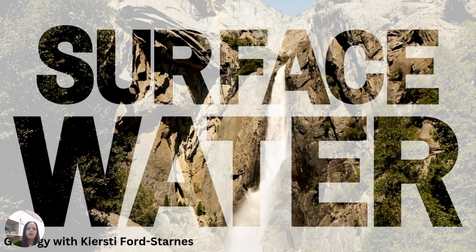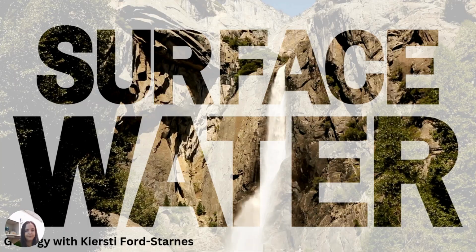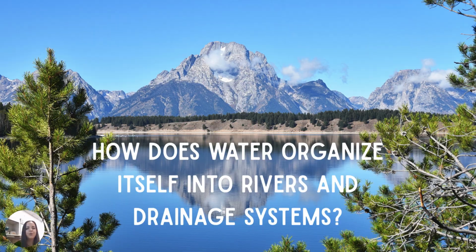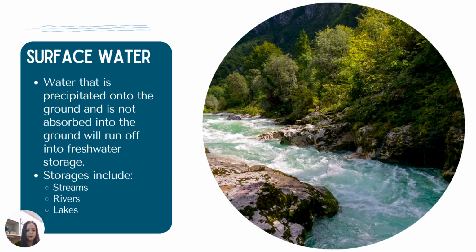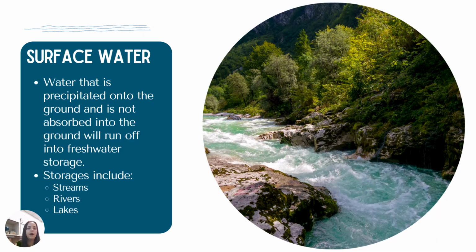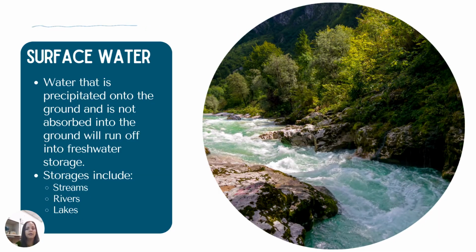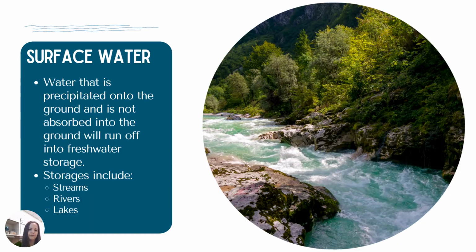In this video, we are going to talk about surface water specifically. As you go through this lecture, I want you to think about how water organizes itself into rivers and drainage systems and how that works on the surface of the earth. Surface water is any water that is on the surface of the earth. Groundwater is water that is below the surface of the earth.